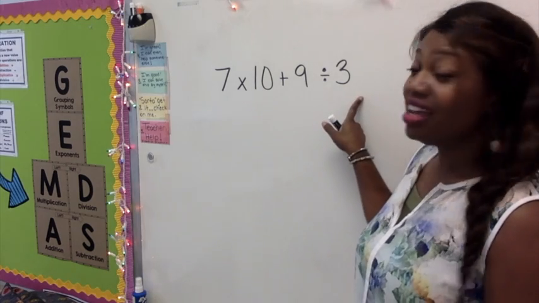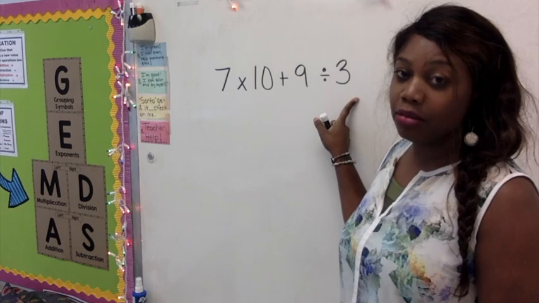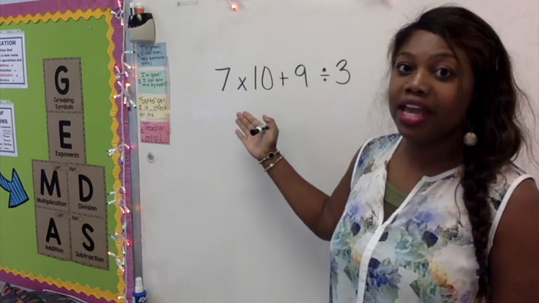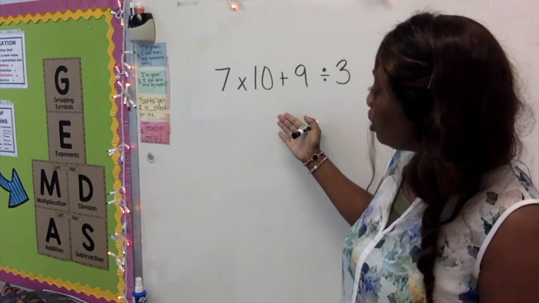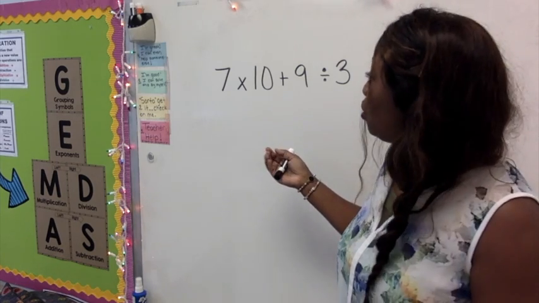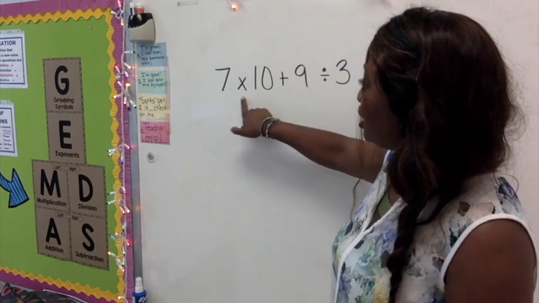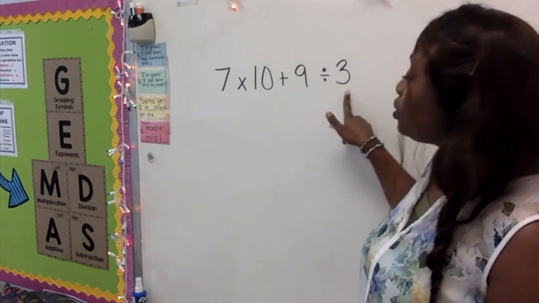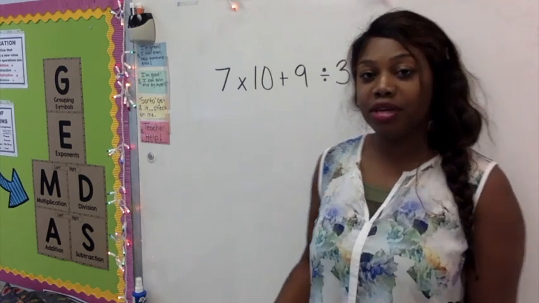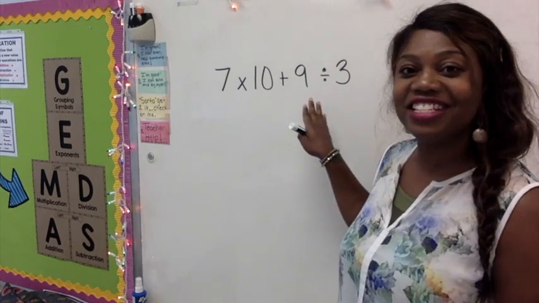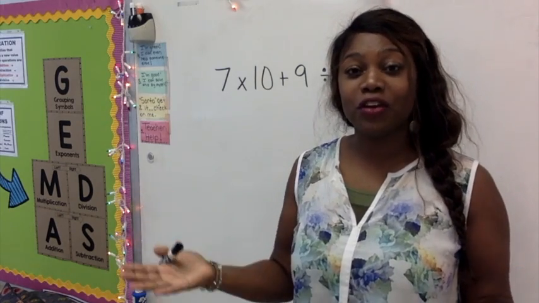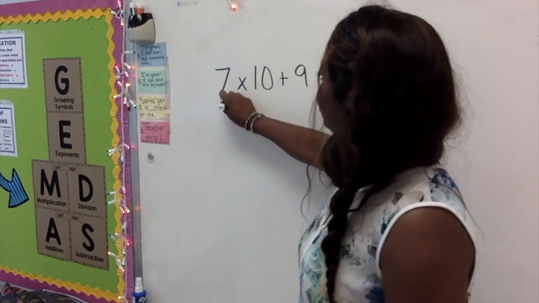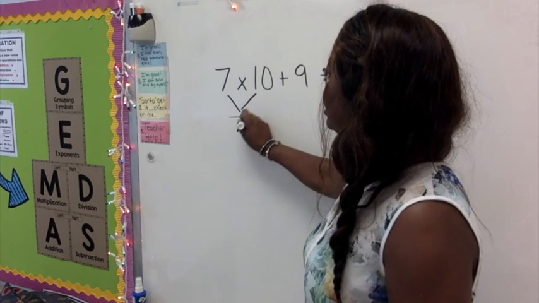I look and I see that I don't have any grouping symbols, so I don't have to worry about that. I also notice there are no exponents. So I'm thinking about multiplication and division. Well, I see both 7 times 10, that's one option, or 9 divided by 3. Luckily, there's a rule. Because I have both multiplication and division, I solve whichever one is first in my problem. So I'll start with 7 times 10. I multiply that out, I get 70.